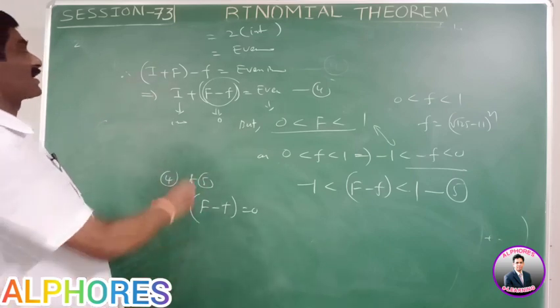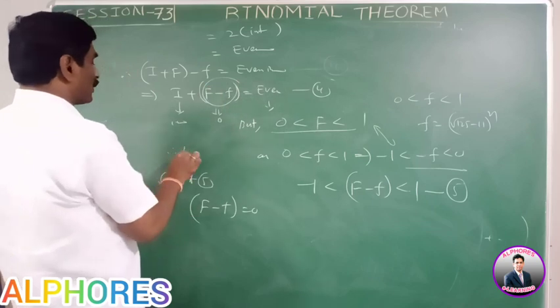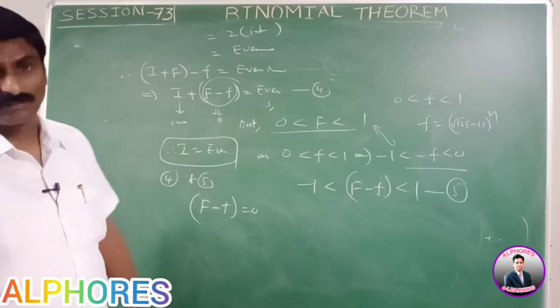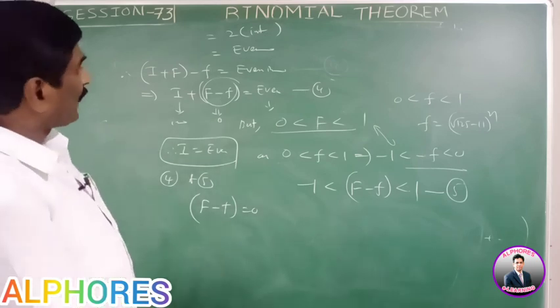Substitute this value in this equation. This value must be 0. Therefore, I plus 0 is equal to even. Therefore, I is equal to even integer. Very, very, very important. Please note this value: I is an even integer.